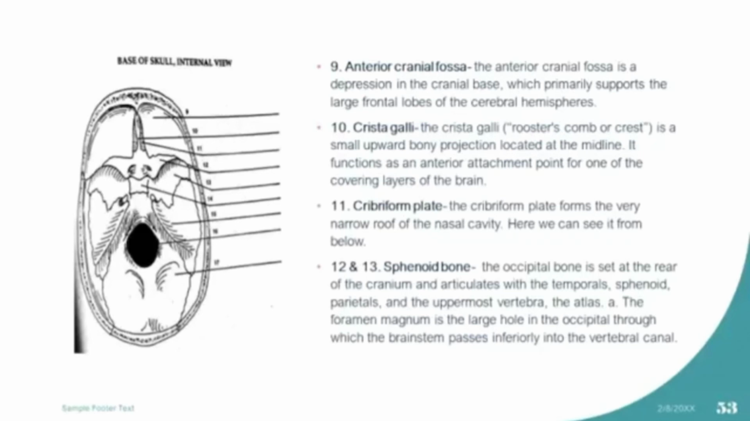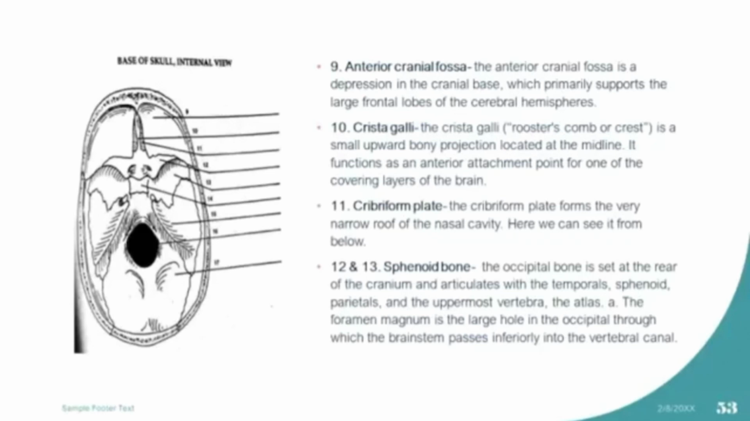Number 10. Crista galli. The crista galli is a small upward bony projection located at the midline. It functions as an anterior attachment point for one of the covering layers of the brain. 11. Cribriform plate. The cribriform plate forms the very narrow roof of the nasal cavity. Here we can see it from below.